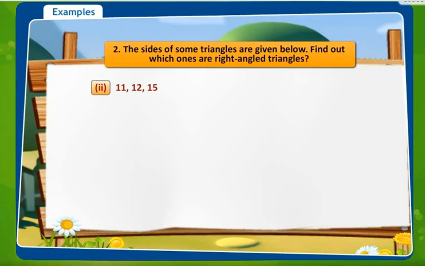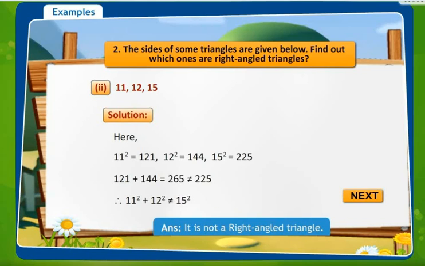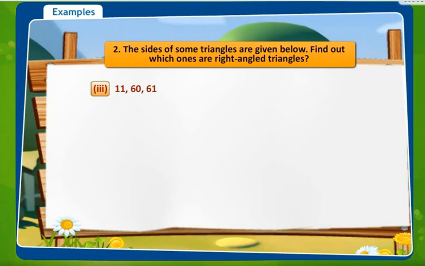11, 12 and 15. Now 15 square is 225. Then you have 11 square 121, 12 square 144. 121 plus 144 is 265, which is not equal to 225. So it is not a right angled triangle. Only those numbers which follow the Pythagorean triplet are going to form right angled triangles.